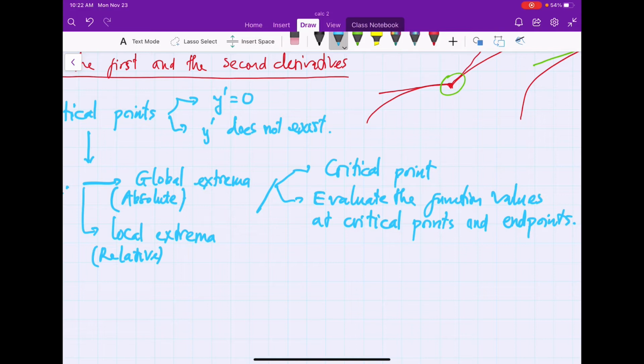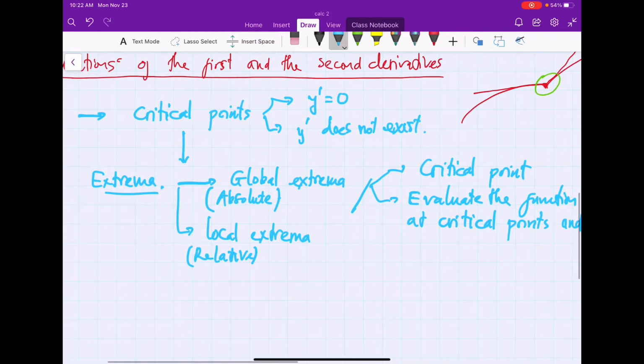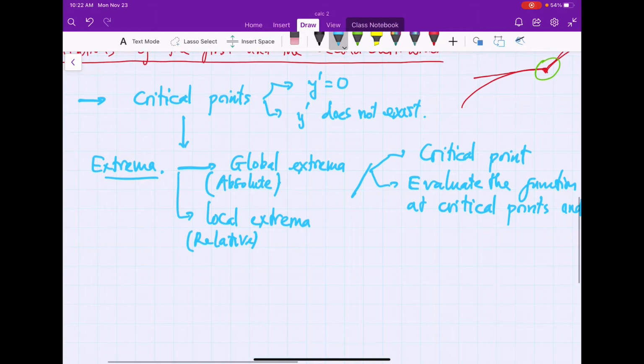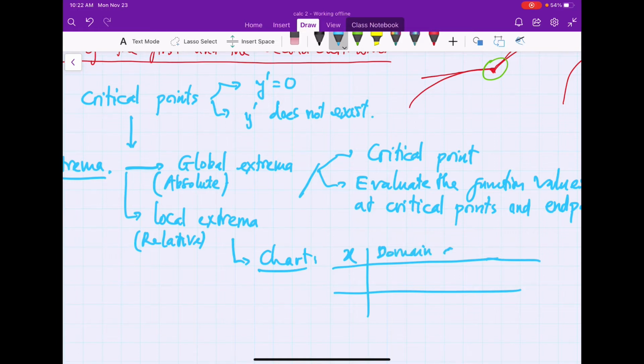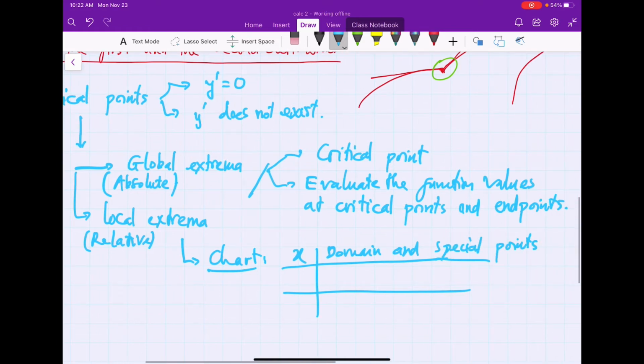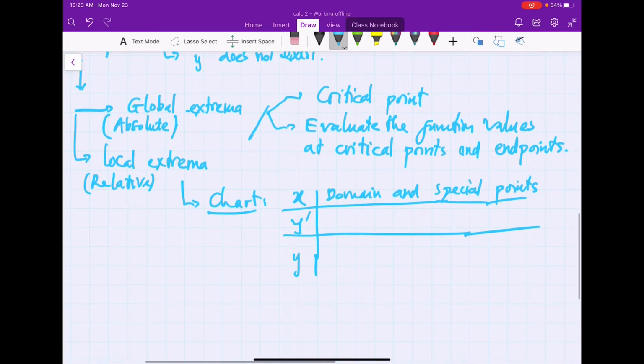But in order to find local extrema, we need extra work. So once we know critical points, you need to make the chart for the first derivative. So the chart looks like this. The first row is about x. So you write all the domain and special points in here. So I mean critical points or points where the function is not defined. And the second row is the information about the first derivative, and the last one is about the function.